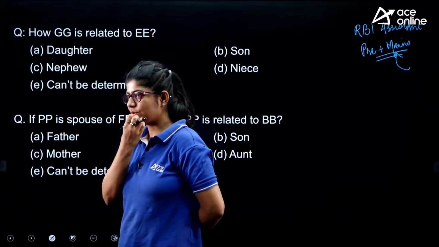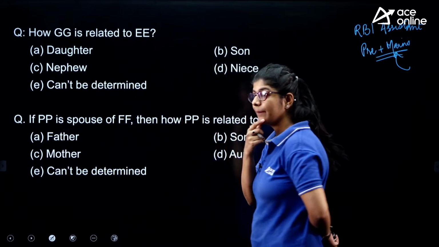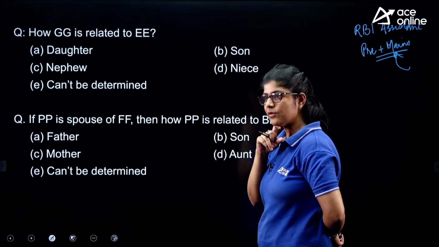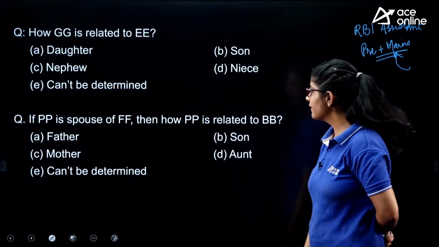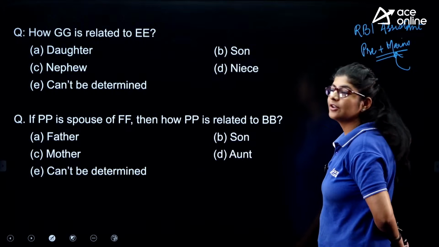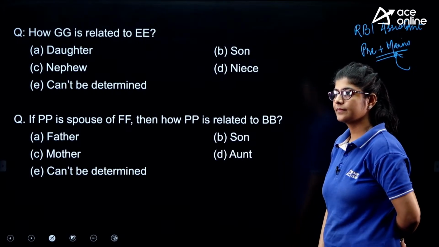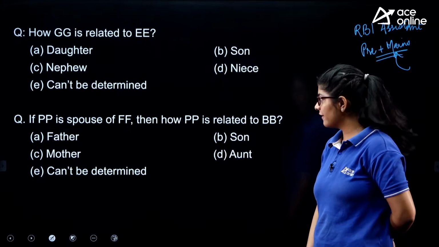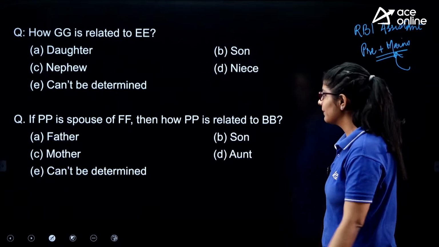Some mistake is in the question, I think. Radhe, I guess you missed some point. Very good. I guess niece is the correct answer. Very good, Sundaram. What about this one? If PP is a spouse of FF, then how is PP related to BB? Anyone? Very good, Sundaram. Let's see.